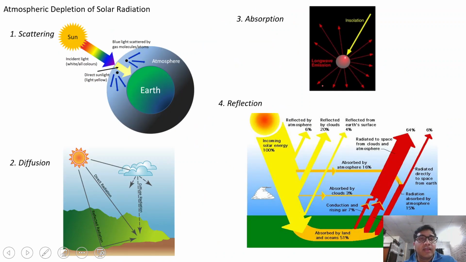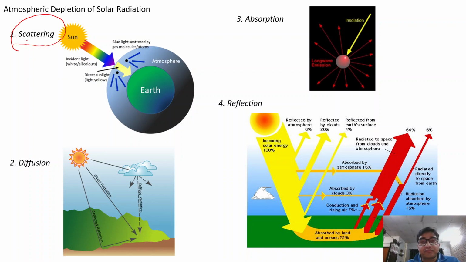All right. So, as the solar insolation or solar radiation starts coming on the earth, there are several factors that deplete the solar radiation, because the solar radiation has to cross the atmosphere. And then there are four major factors which cause the depletion of solar radiation. The first one is the scattering of light.